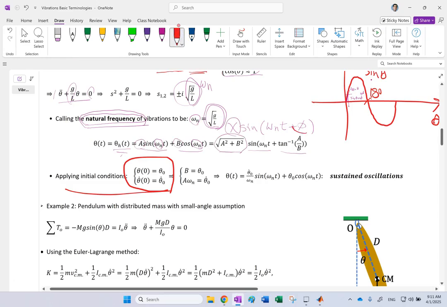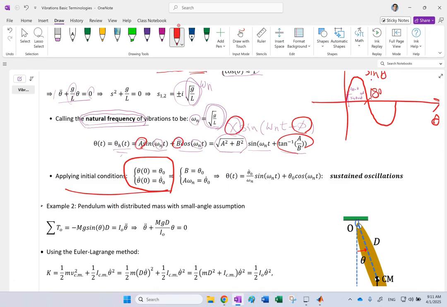And that phase phi is going to be tangent inverse of a over b. So you can combine a sine and a cosine and write it as a single sine with extra phase and modified amplitude. So you can write it both ways. So here my unknowns are a and b. In that case, my unknowns are going to be x and phi. You can do either one, no difference. The answers are the same.